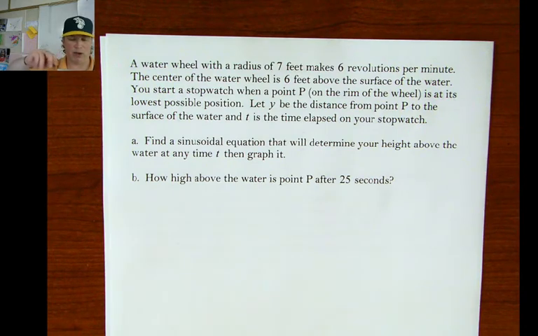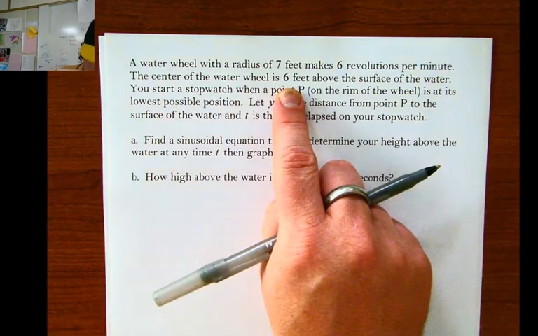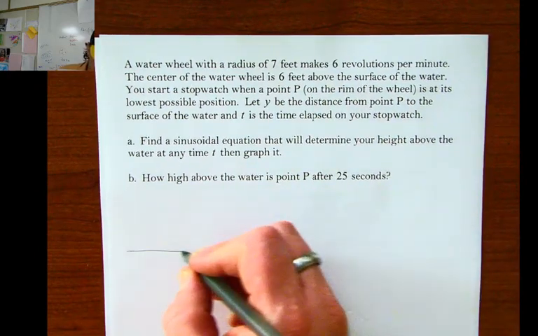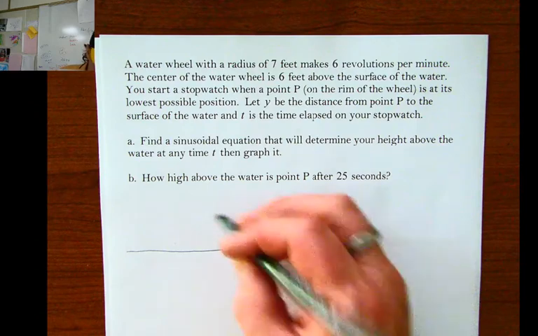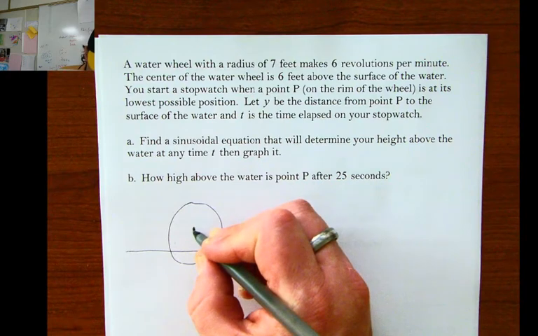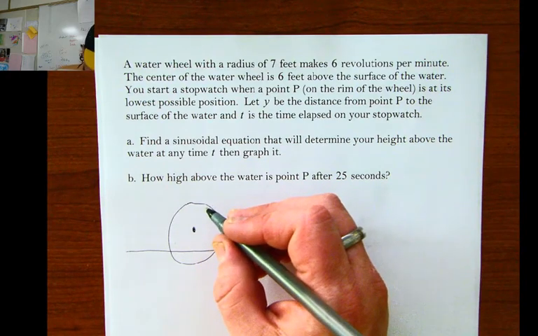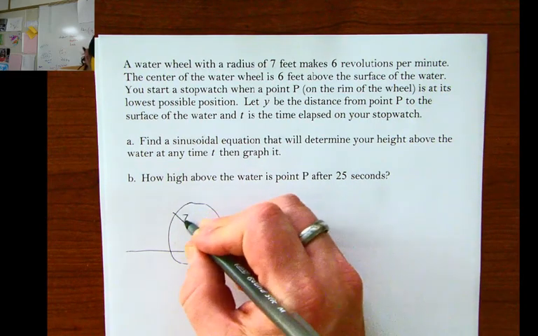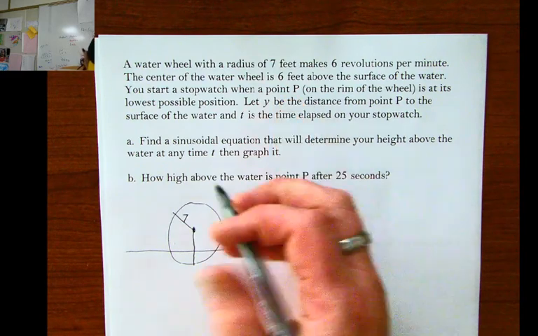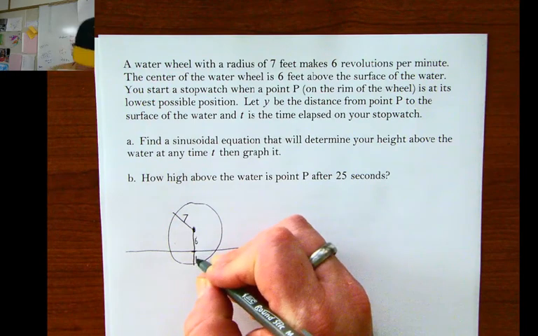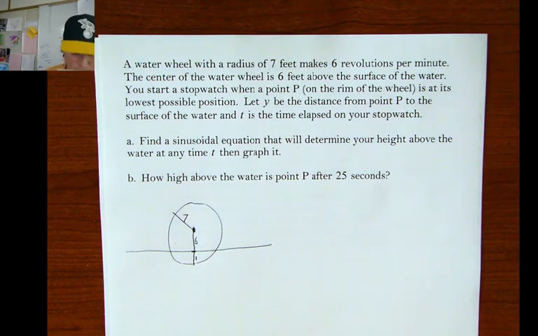Oh, that's confusing. The radius is 7 feet. The center of the water wheel is 6 feet above the surface of the water. So let's draw a little side graph. We got this water here. The water wheel is positioned in a way that the radius is 7 feet, and at this distance it's 6 feet above the water, which means 1 foot of it goes below the water.